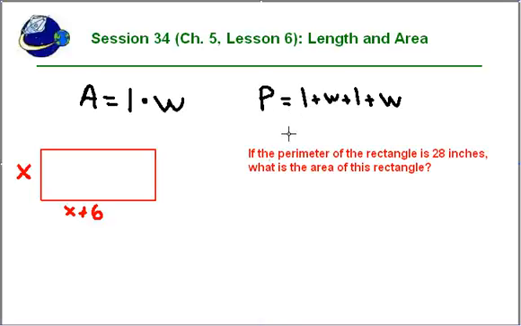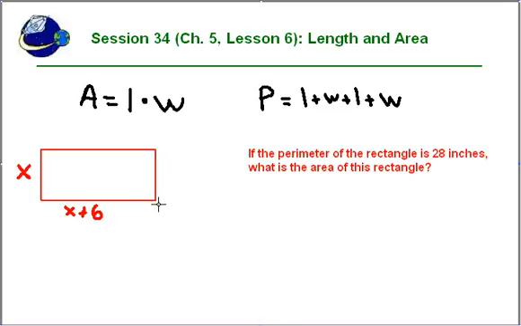Now, here's our question. If the perimeter of this rectangle here is 28 inches, what is the area of the rectangle? Well, before we address that, we're going to have to actually figure out what the length and the width is first. Because for our area formula, we're going to have to know what the length and the width are in order to calculate the area.